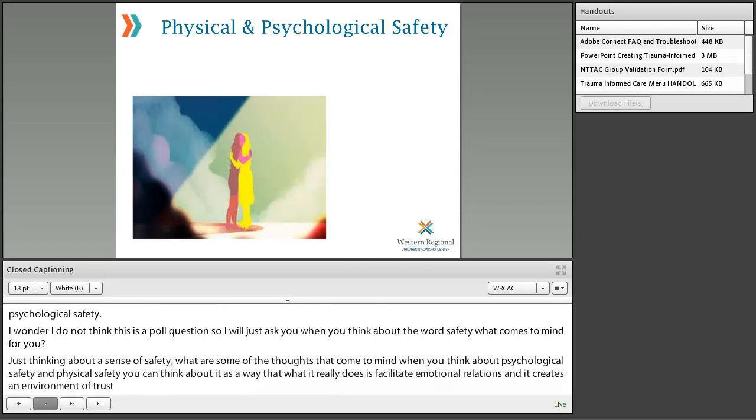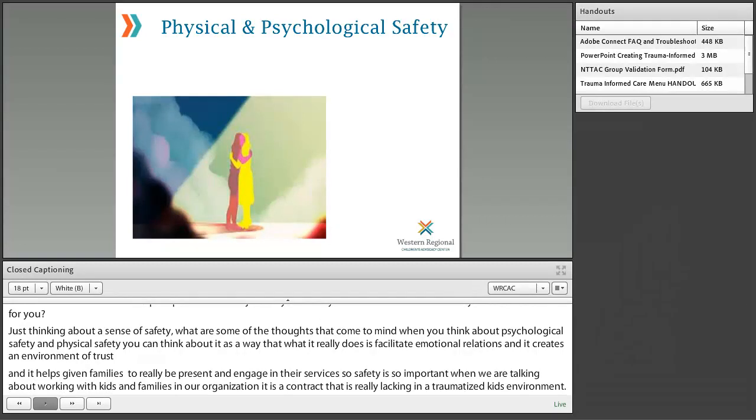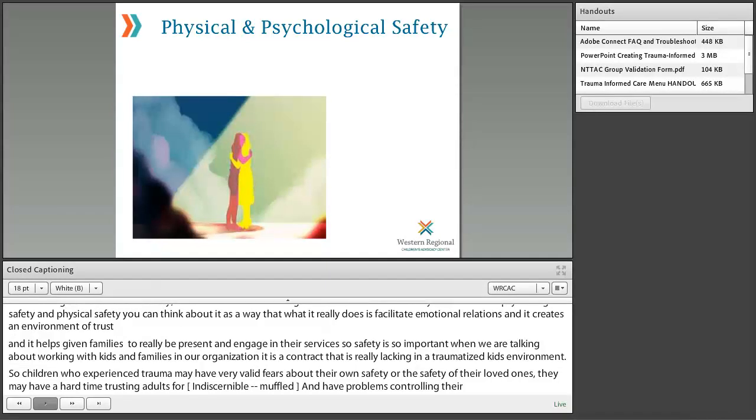It's a construct that's really lacking in a traumatized kid's environment. Children who have experienced trauma may have really valid fears about their own safety or the safety of their loved ones, right? They may have difficulty trusting adults to protect them. They might be hyper aware of potential threats, and have problems controlling their emotions in response to those perceived threats. So when we're thinking about whether my organization is trauma informed, we're really thinking about how my organization creates a sense of physical and psychological safety for the kids and families that we serve.